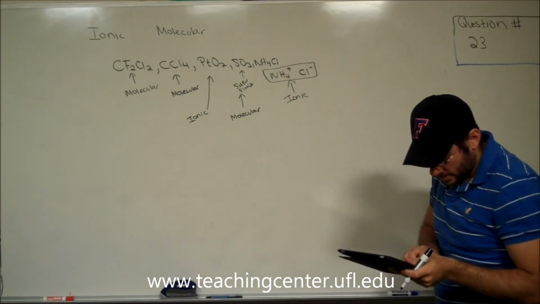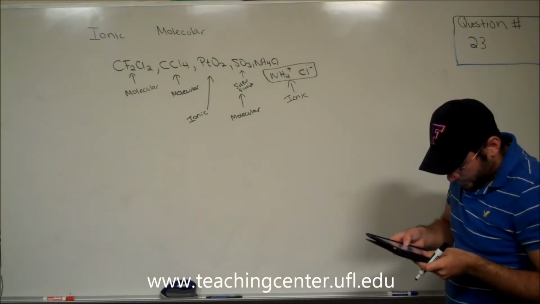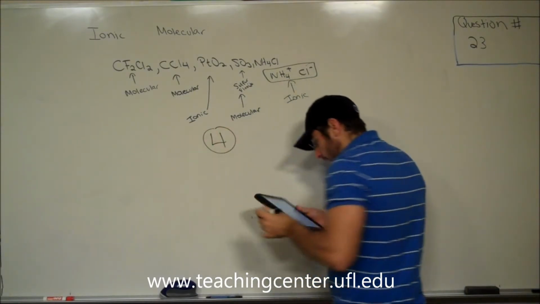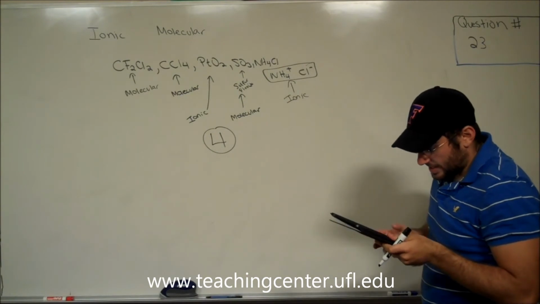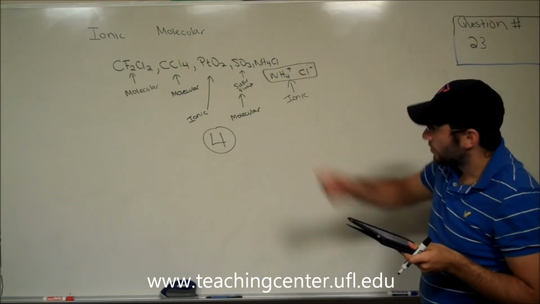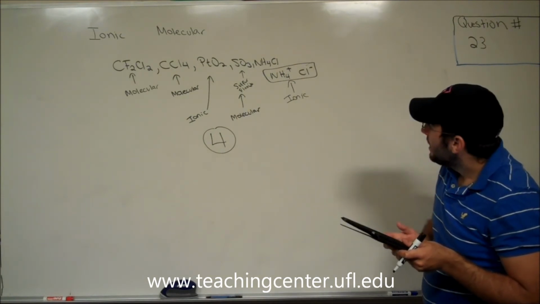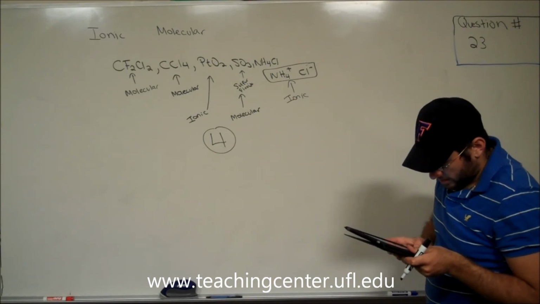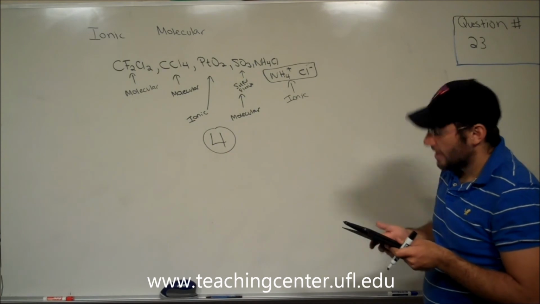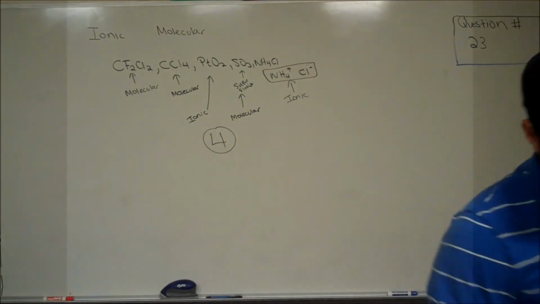So if we look at our answer choices, we see answer choice number 4 looks the best. It says CF2Cl2 is molecular, CCl4 is molecular, which we determined, PtO2 is ionic, sulfur trioxide is also molecular, and ammonium chloride is ionic. So your best choice for question number 23 is answer choice number 4.